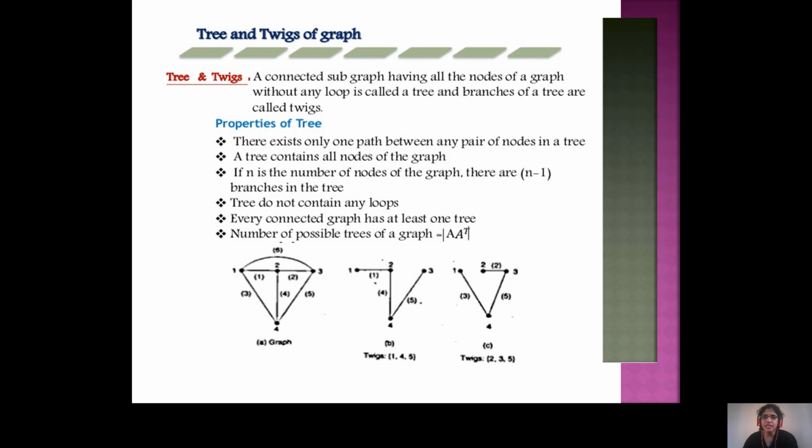The remaining elements, that is 2, 3, 6, are called links. Tree branches are nothing but the twigs. And here the remaining 1, 6 and 4 are the links, and 2, 3, 5 are the twigs. So tree means the connection of all the nodes, but it does not form a loop. It's nothing but the tree.